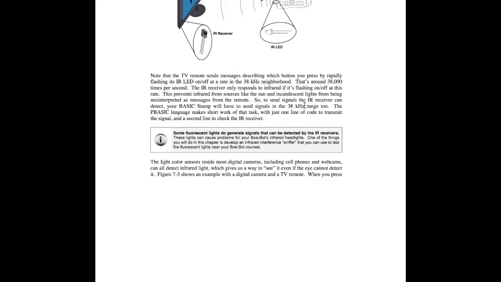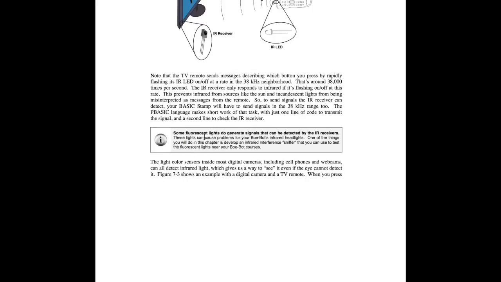So to send signals the IR receiver can detect, your BASIC Stamp will have to send signals in the 38,000 hertz range too. The PBASIC language makes short work of that task with just one line of code to transmit the signal and a second line to check the IR receiver.